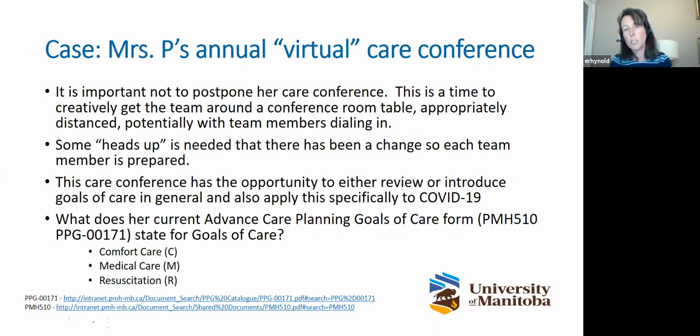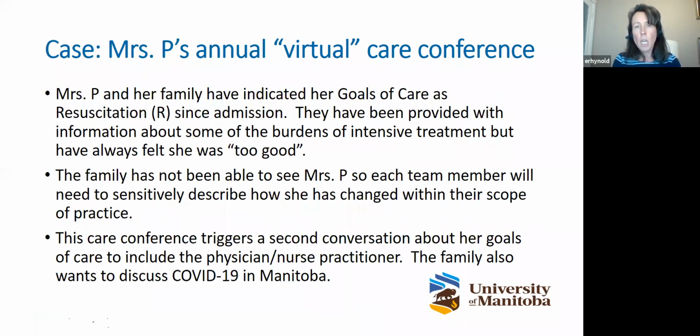And the descriptors, if you'd like to review what exactly is meant by those, are contained in the PPG documents, and the links are there, which I will again circulate in the PDF of the slides that have the links. So Mrs. P and her family have indicated in the past that her goals of care are resuscitation, and this has been since admission. She's now been in the personal care home for 3 years, and they have been provided with information about some of the burdens of intensive treatment, but they've always felt she was too good, and she clearly expressed a wish to spend as much time as possible with her family and friends.